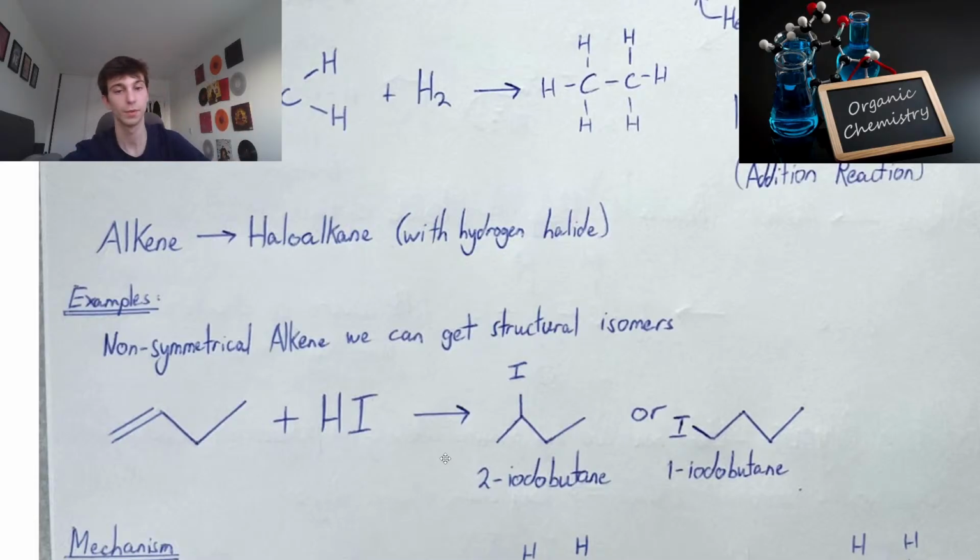2-iodo, 2-iodo. Exactly that. Because this carbocation will be a secondary carbocation, because that positively charged carbon will be bonded directly to two carbons. That 2-iodobutane will be our major product.